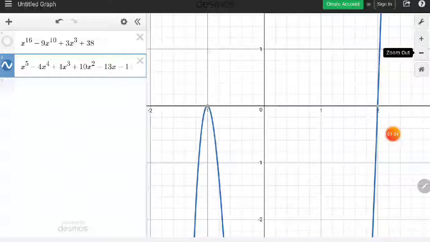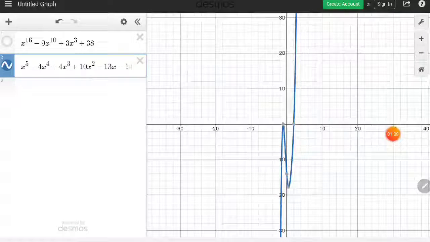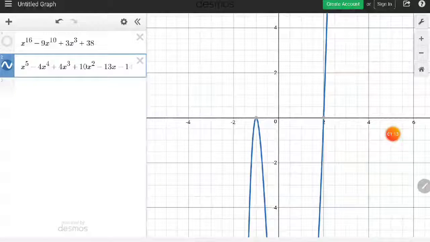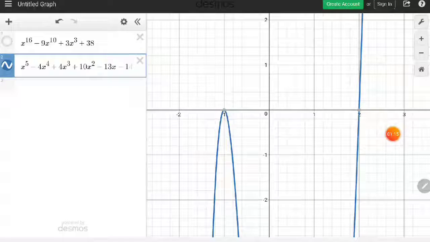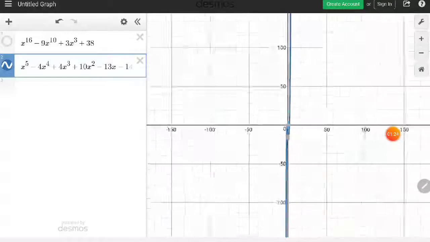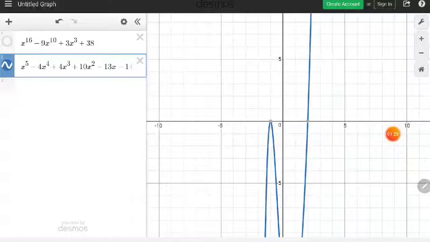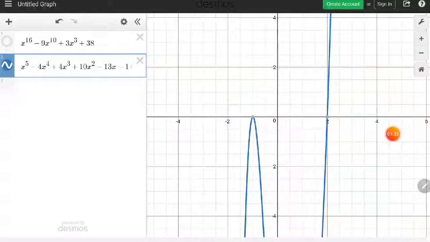So let's look at our graph here. If I zoom out, it looks something like that. And then we're going to zoom back in to our x-intercepts, and if I click on this, negative 1, 0, and 2, 0. If I zoom out all the way, I don't see any other zeros. And since this is x to the fifth, we should have 5. So we have negative 1, and then we have positive 2.